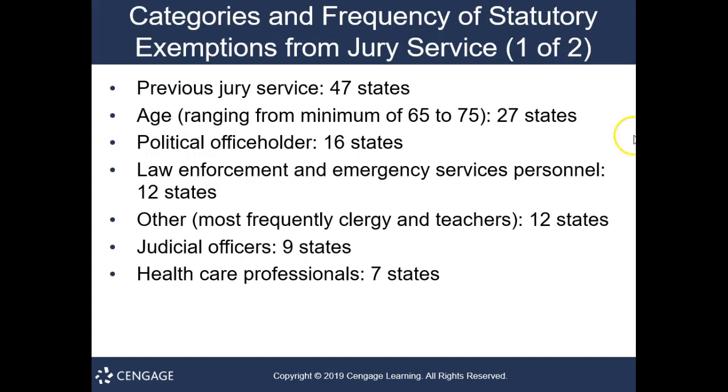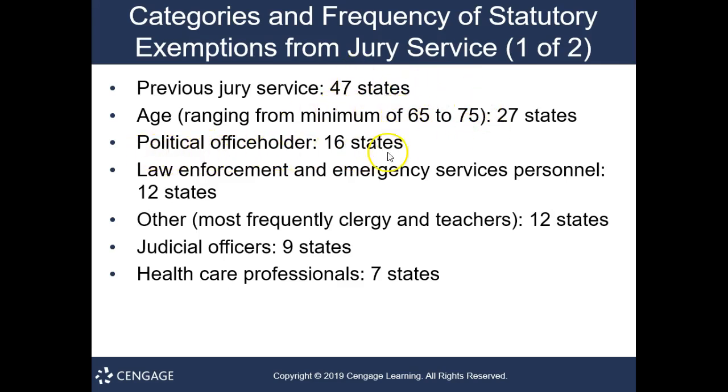All right, categories and frequency of statutory exemptions from jury service. Previous jury service in 47 states is good enough. Age is good in 27 states, 65 to 75, which, by the way, is probably not a good idea because that is an age group where you'll get most people who won't try to get out of jury service because of financial reasons. They typically have retired by then.